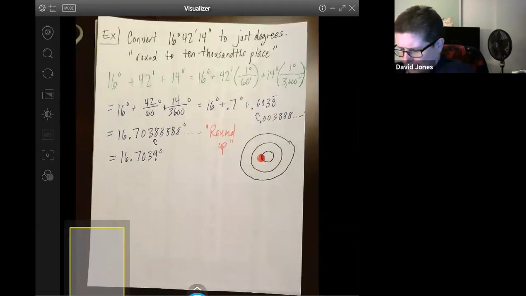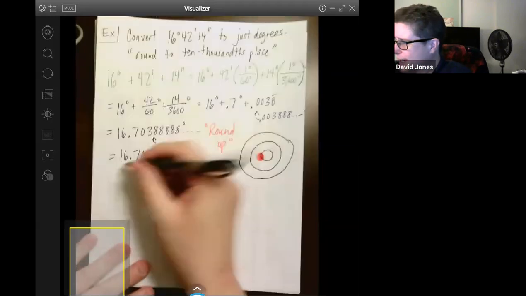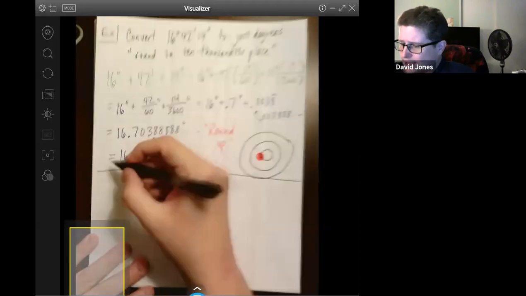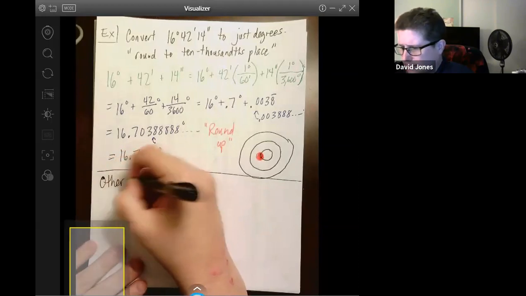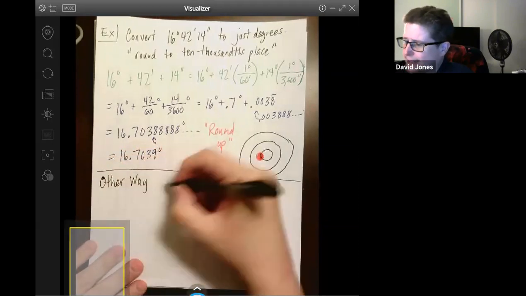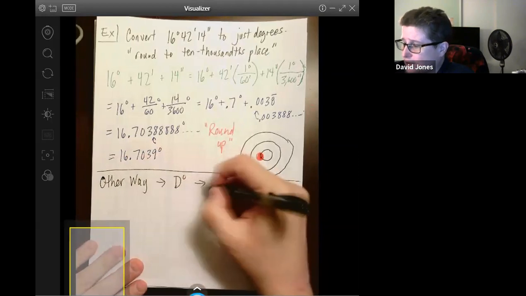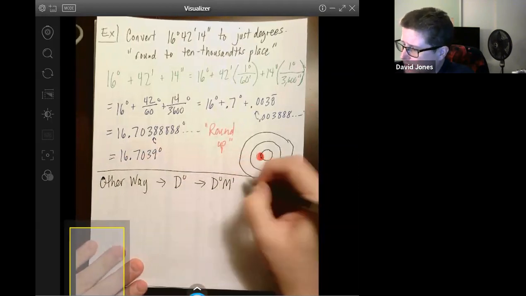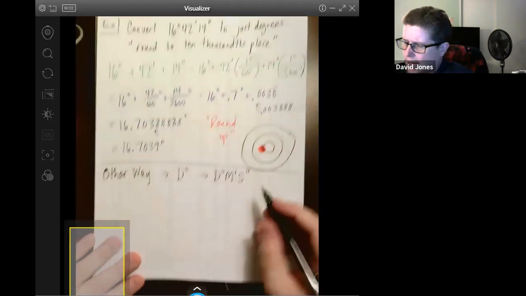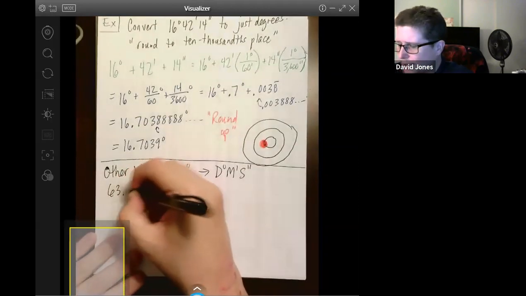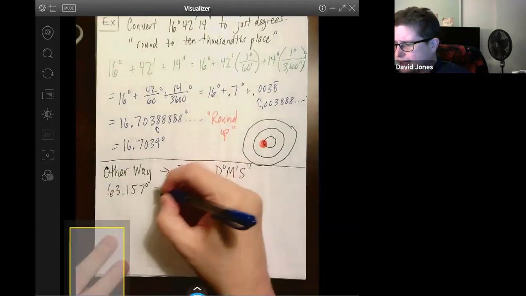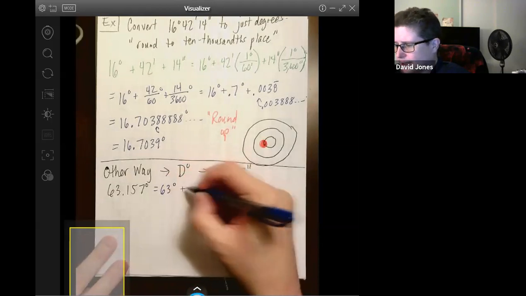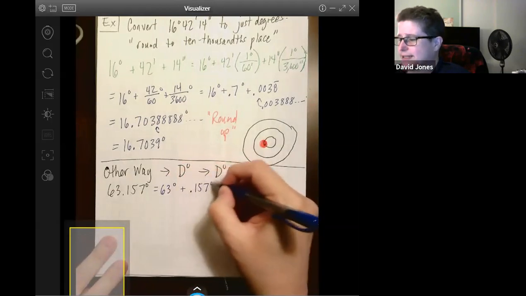Okay, let's go the other way. Let's go from decimals to degrees, minutes, seconds. And we'll start off with 63.157 degrees. So this is 63 degrees plus 0.157 degrees.